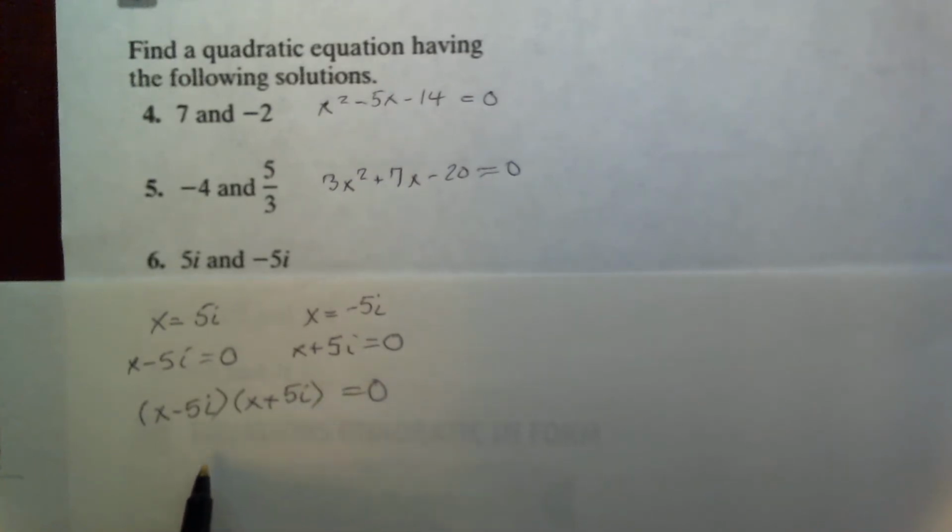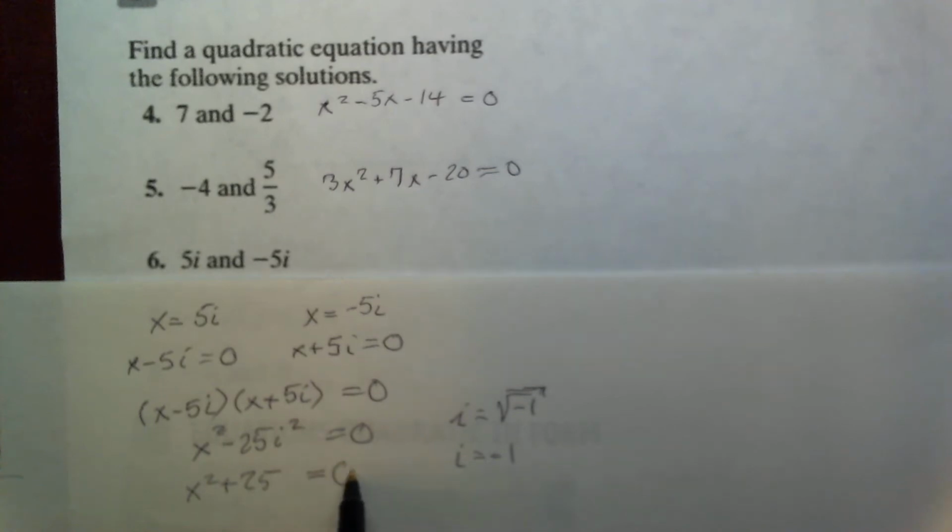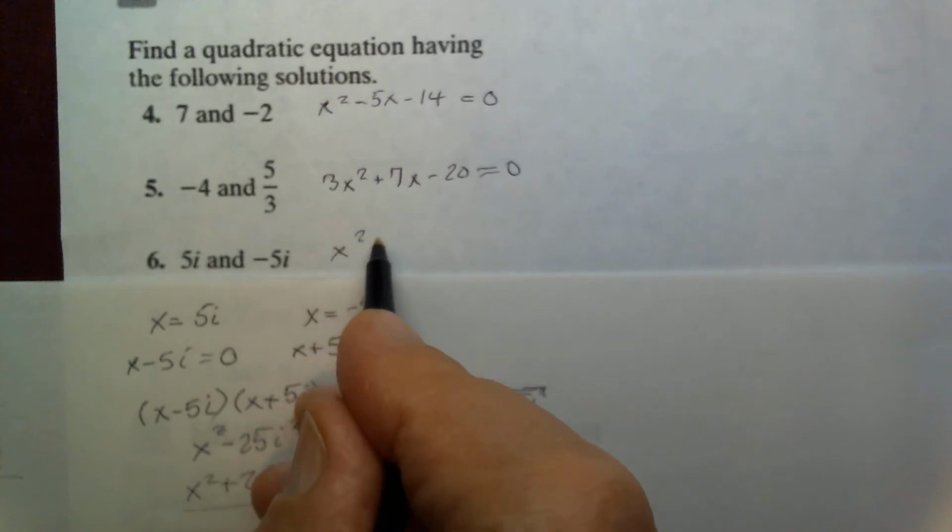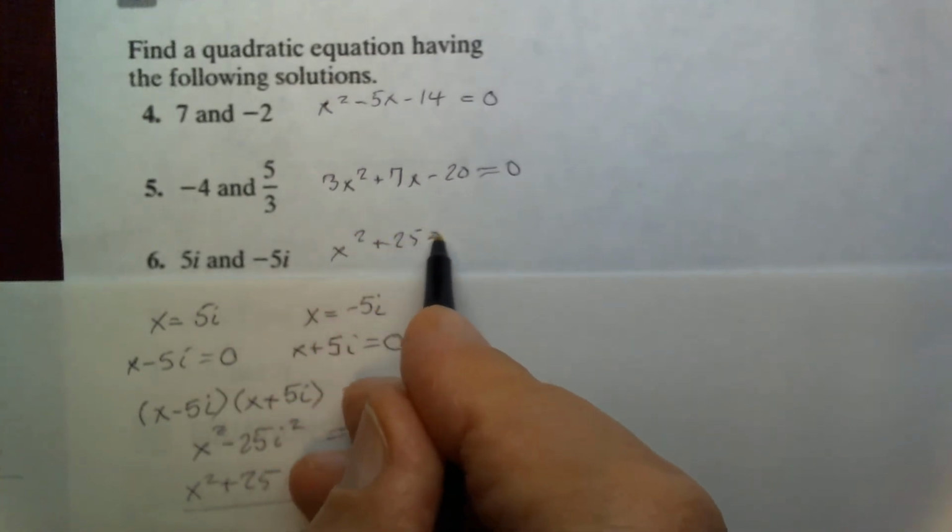0. And multiplying these two expressions, we get x squared minus 25i squared equals 0. Now remembering that i equals the square root of minus 1, that means that i squared is equal to negative 1. So then we have x squared minus 25 times minus 1, or x squared plus 25 equals 0.